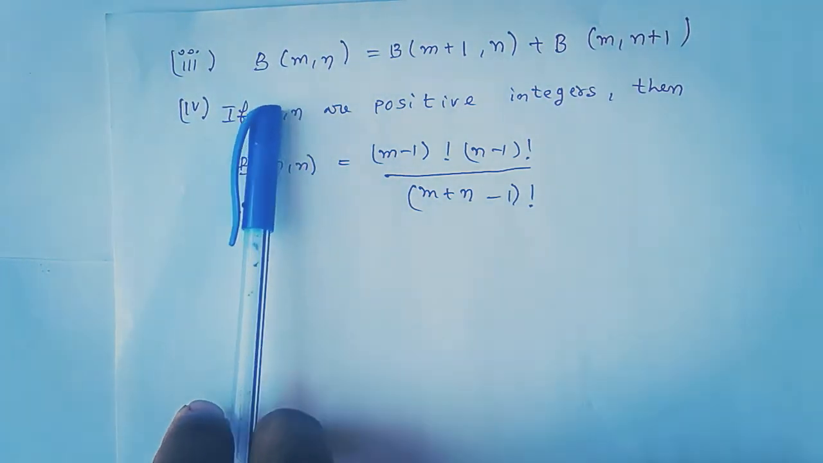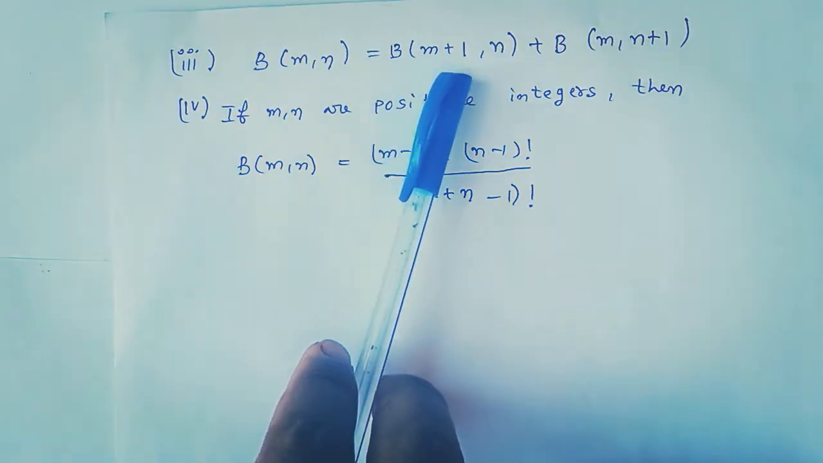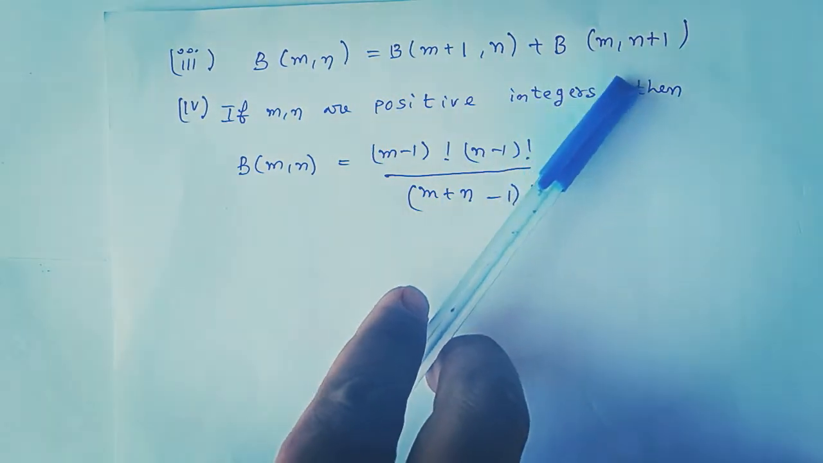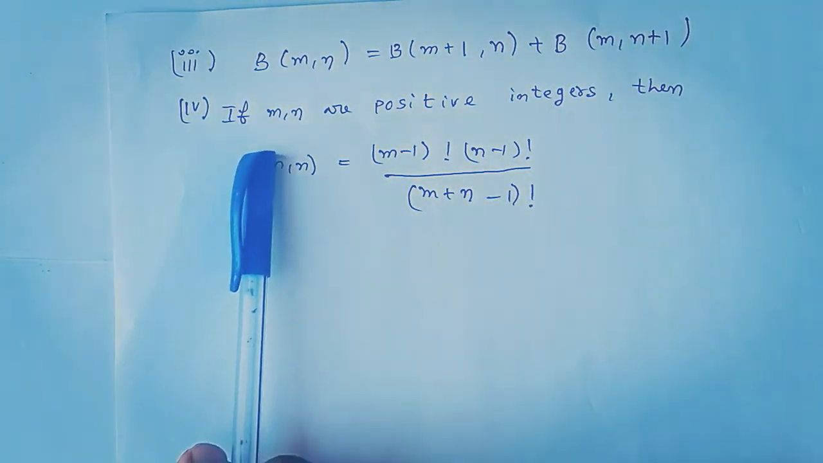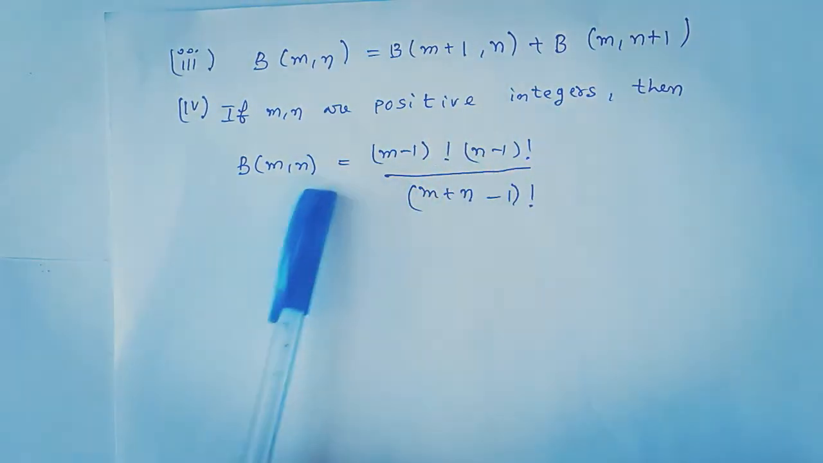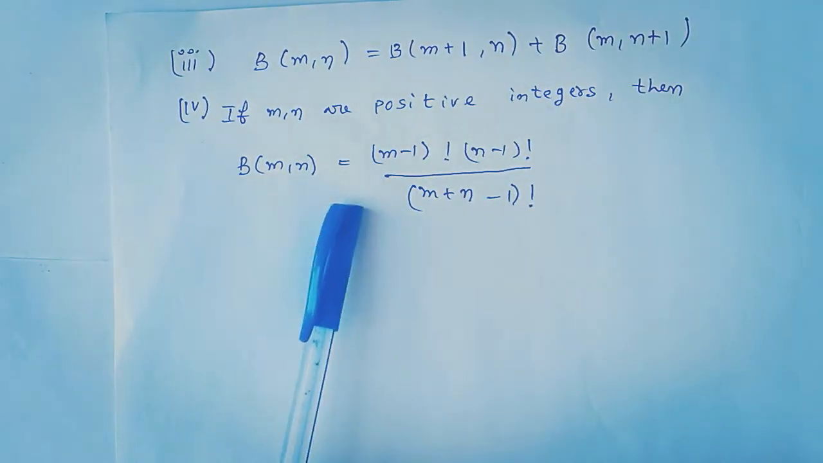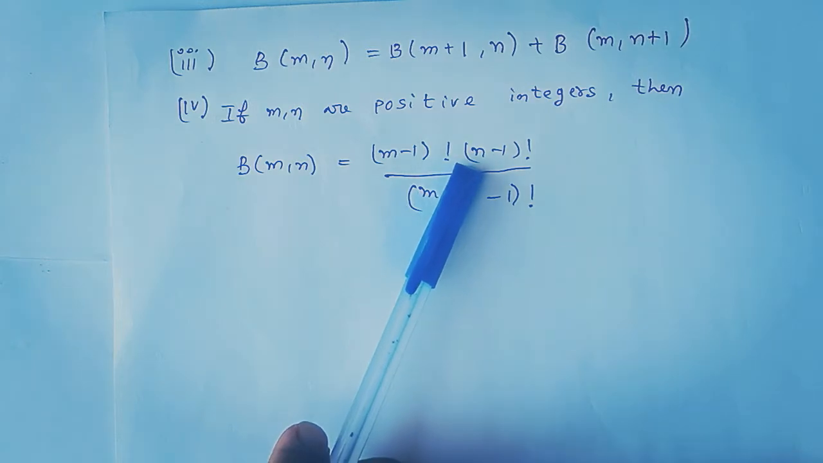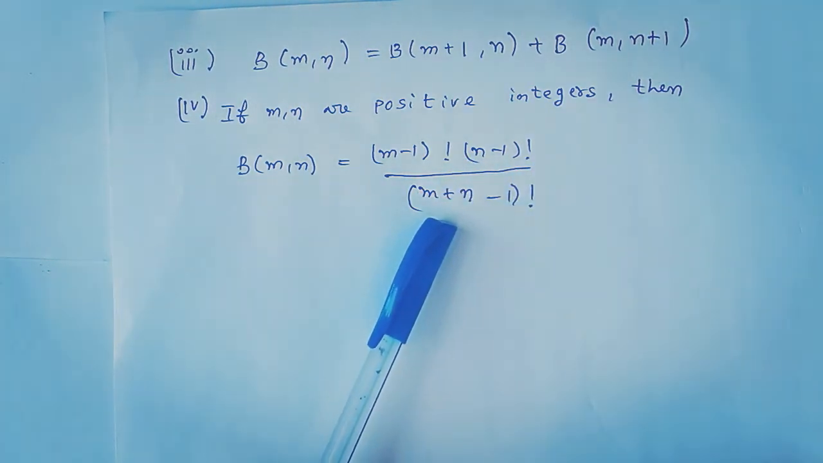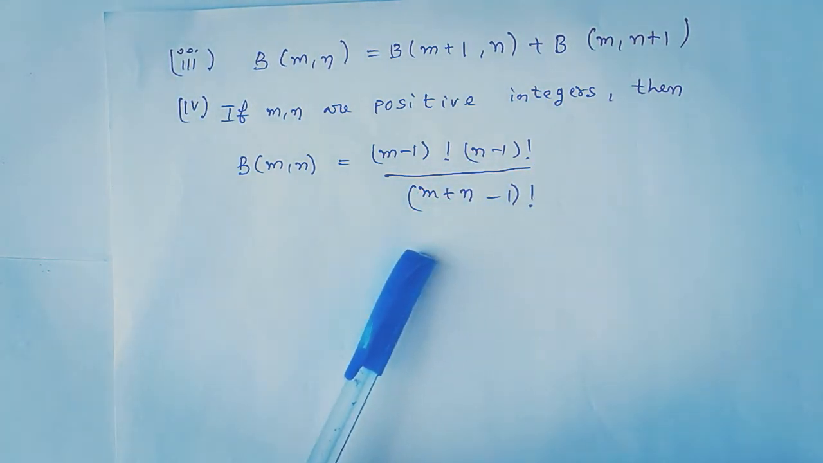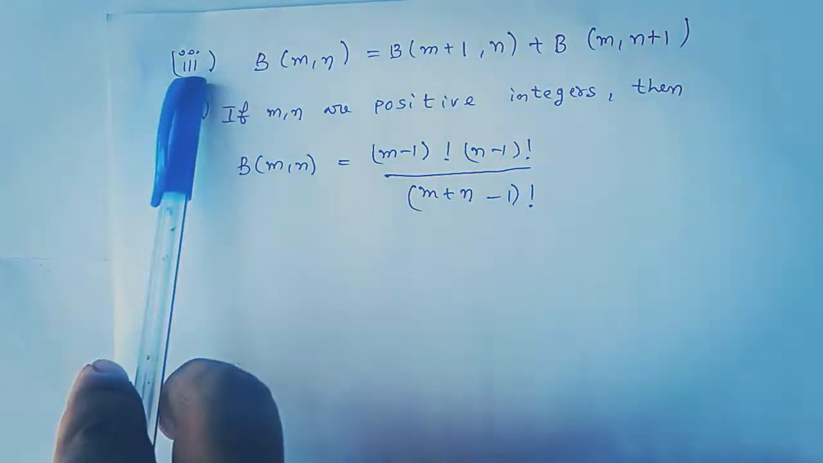The first property is B(m,n) = B(m+1,n) + B(m,n+1). The second property is, if m and n are positive integers, then we have to prove that B(m,n) = (m-1)! (n-1)! / (m+n-1)!. Okay, now let us start with the first problem.